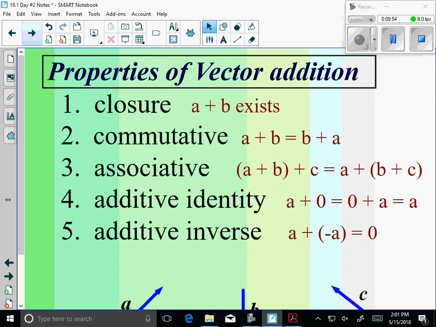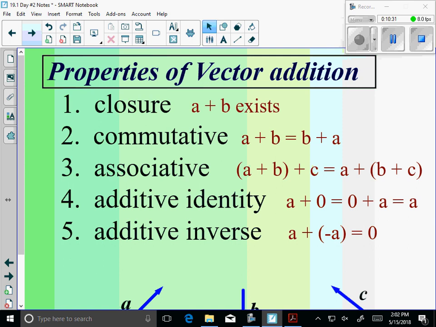If I take A plus B plus C, that's the same as A plus B plus C. If I go from A to B, and then I go from there to C, that's the same as going from A to the combined B and C. Grace, did I confuse you? Yeah. That's the point. Or I use the vector C to get to a new location.